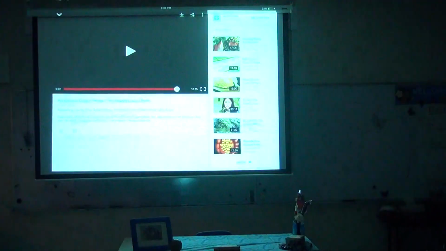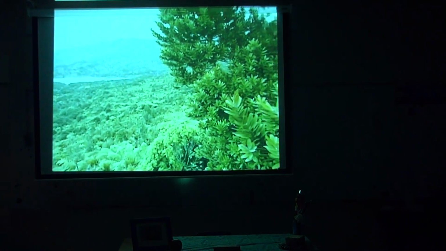Let's look at ferns. So, a little bit more advanced, more plant-like.